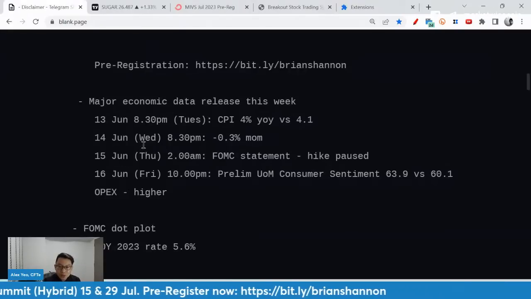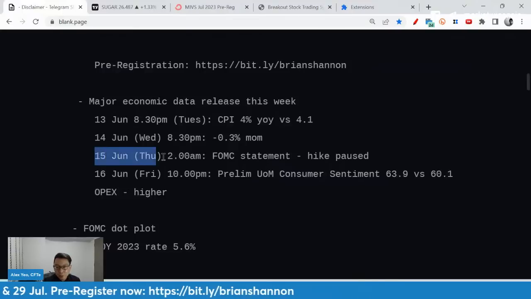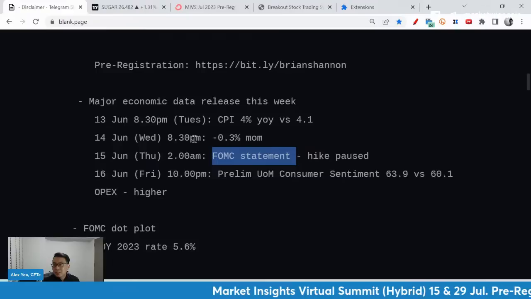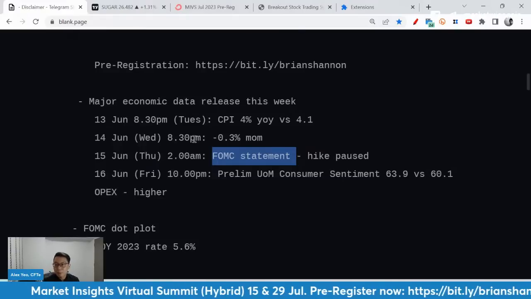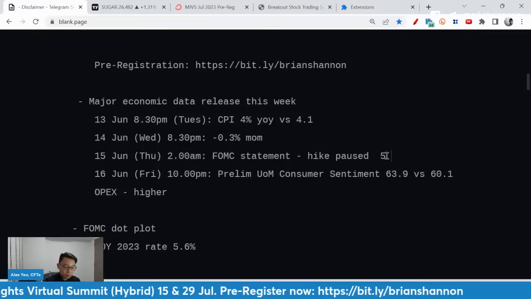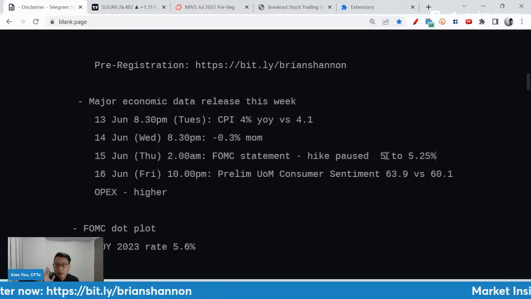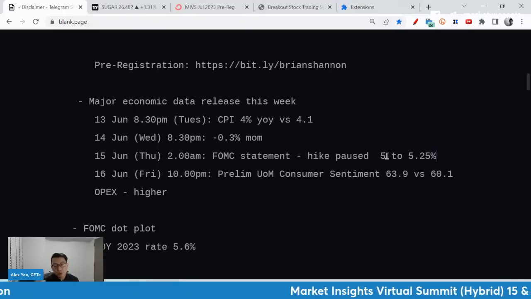And on Wednesday, Thursday, in fact the major one is the 15th of June, the Thursday one. The FOMC statement. Of course, if you read the news, Jerome Powell didn't actually hike. It is a pause, so it sticks to 5 to 5.25%. No change, no hike. But Jerome Powell said that there could be 2 more hikes until the end of the year.